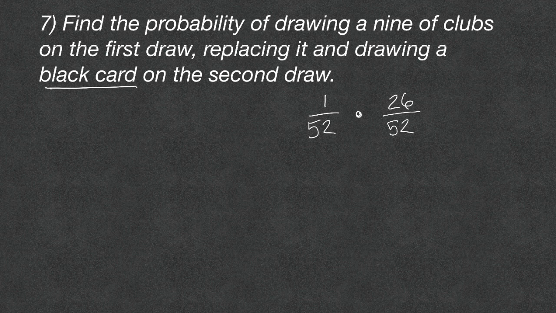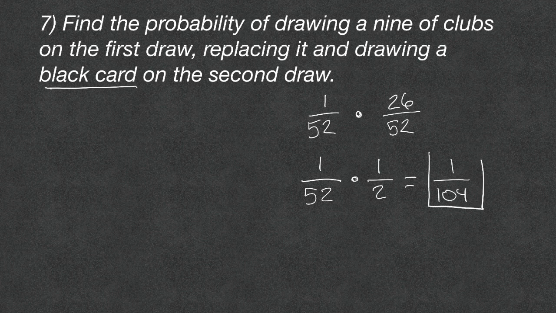Oh, let's reduce the 26 over 52. That's 1/2. So before why multiply such large numbers? That's just 1/2. Okay, so what does this make? 52 times 2 is 104. So we have a 1 in 104 chance. This is the probability of drawing a 9 of clubs on the first draw, replacing it, and then drawing any black card. All right.